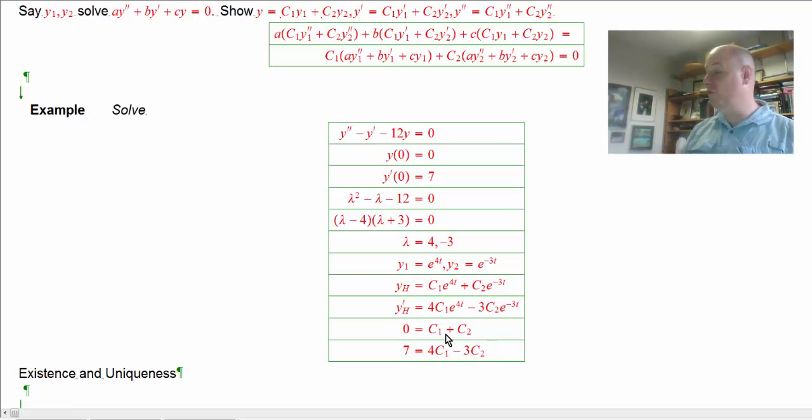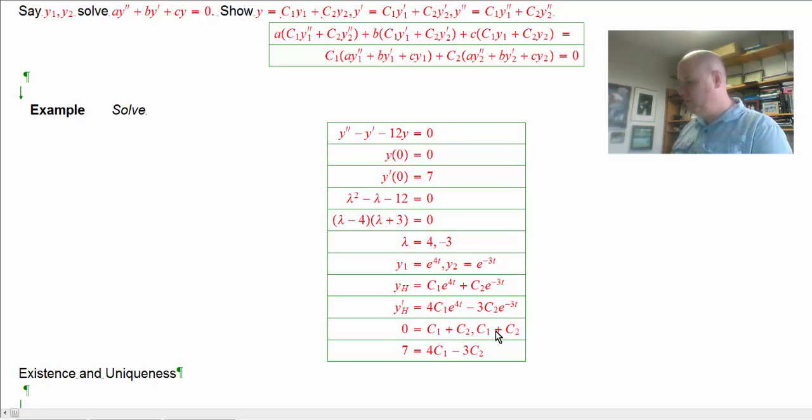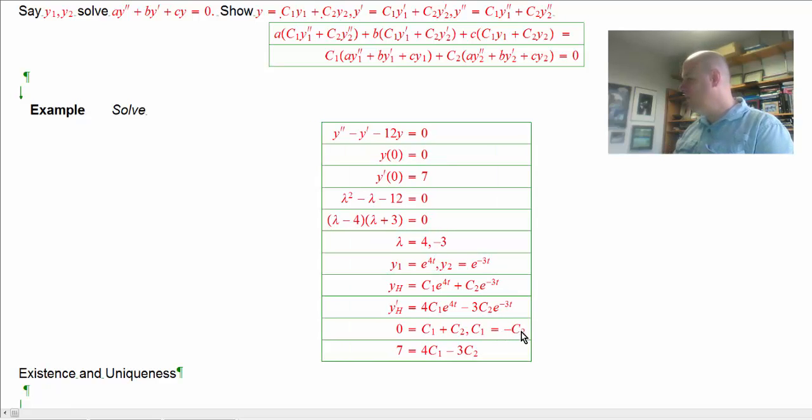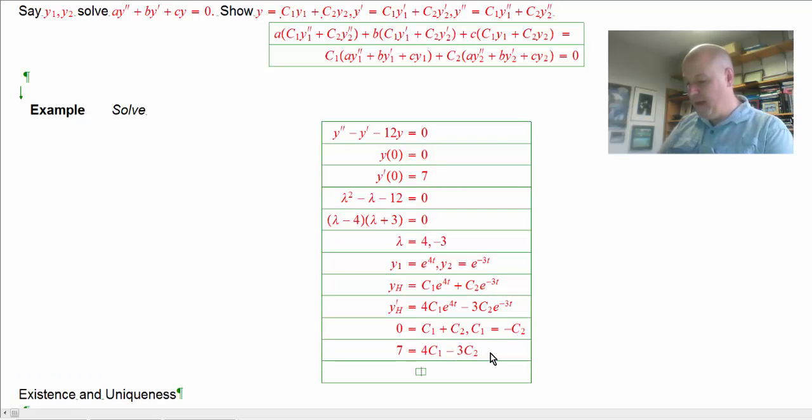So now I've got two equations, two unknowns. I can solve this by substitution or elimination. Let's solve this by substitution. So if C1 plus C2 is equal to 0, I can say that C1 is equal to minus C2. So I can substitute that in the second equation and get 7 equals 4 times, instead of C1, I'm writing minus C2, minus 3 C2.